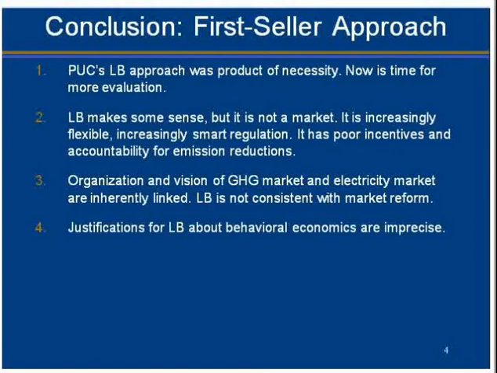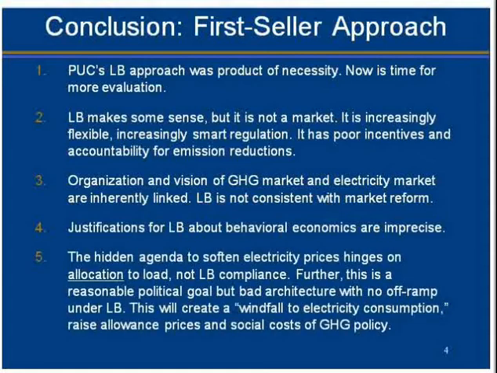Next. There are justifications for a load-based approach that are offered around behavioral economics, and I'm going to argue that they are imprecise. You can kind of think this is true, but it's hard to know whether those justifications are really true or not.